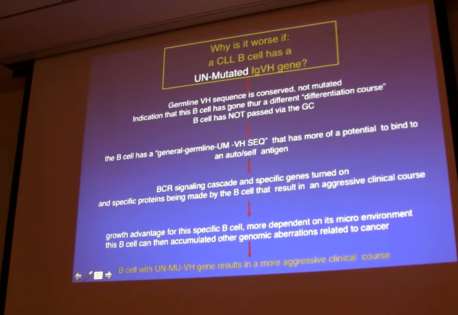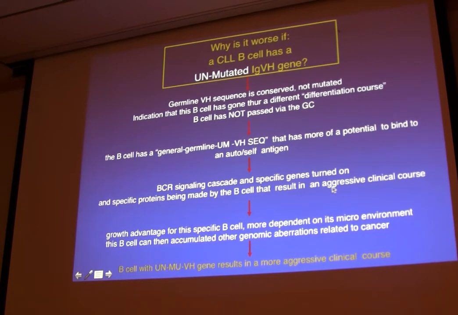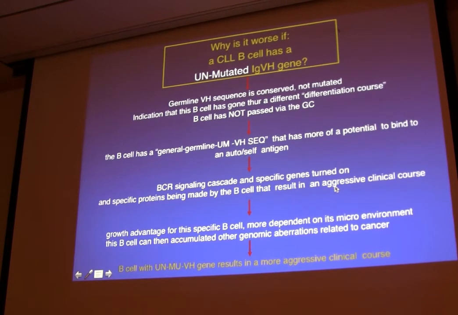Now, in the opposite situation, where you're unmutated, these sequences are still germline conserved, not mutated. That tells us that these B cells have gone through a different kind of differentiation course and have not passed through the germinal center, because it's still not mutated. And therefore, it has the potential to bind a different type of antigen than the mutated one. And if it binds a different antigen, then there's a different signaling cascade and different genes turned on.